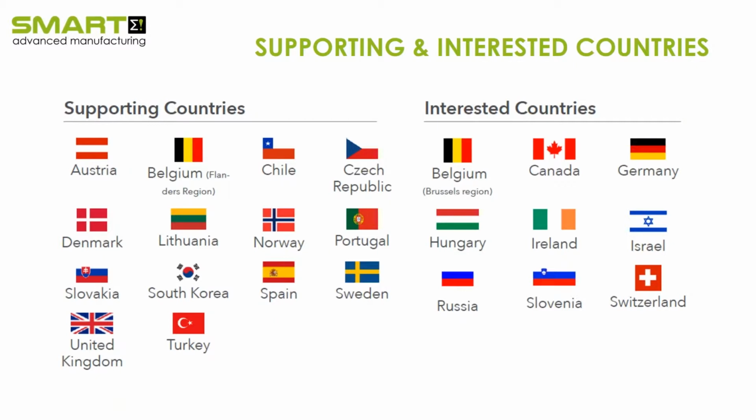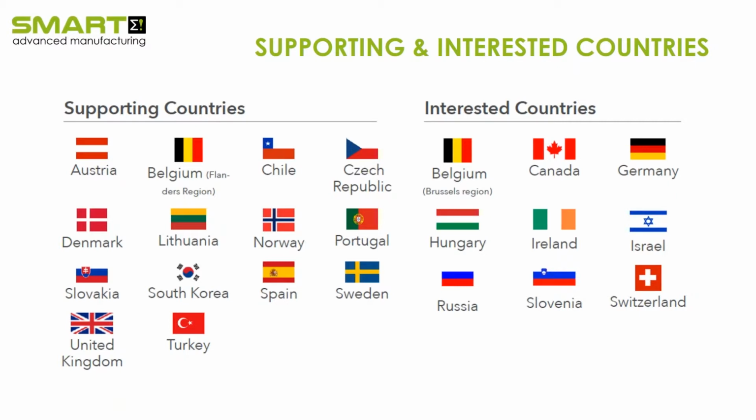And within supporting countries, we have Austria, Flanders region in Belgium, Chile, Czech Republic, Denmark, Lithuania, Norway, Portugal, Slovakia, South Korea, Spain, Sweden, United Kingdom, and Turkey. These are the 14 countries supporting SMART nowadays. And additionally, we have another 9 countries that are called interested countries, also from the Eureka community. These are Belgium, Brussels region, Canada, Germany, Hungary, Ireland, Israel, Russia, Slovenia, and Switzerland.